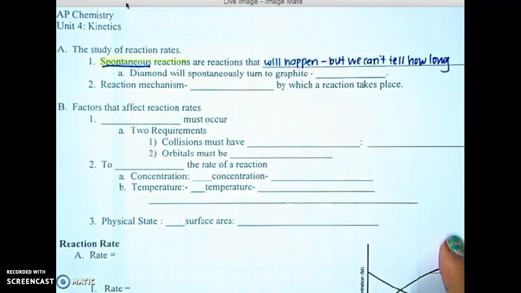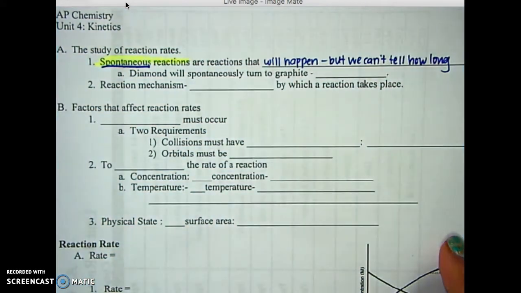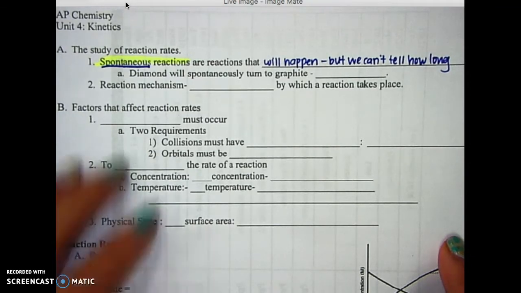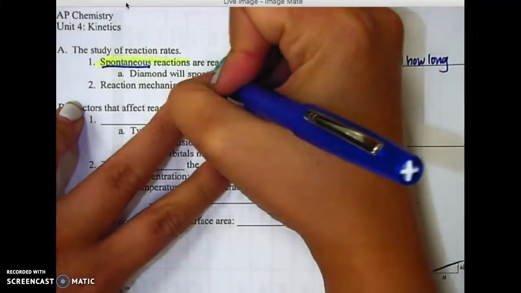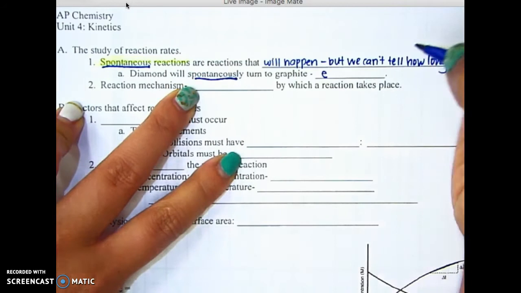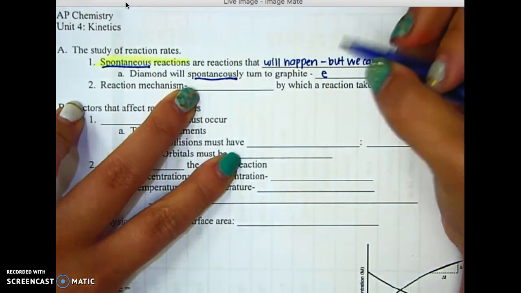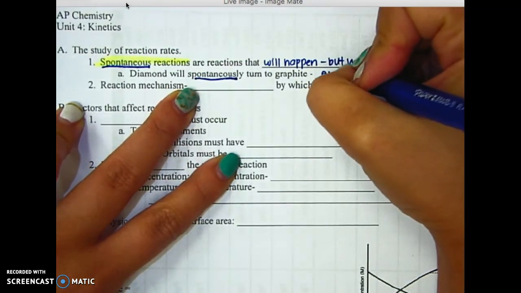Okay. So we know that a diamond, if given enough time, thousands upon thousands upon thousands of years, will eventually turn to another form of carbon, which is graphite. And we would call that a spontaneous reaction because nothing really needs to be done for this to happen. It just will happen eventually over time.